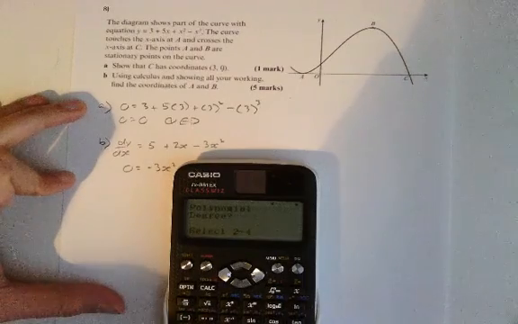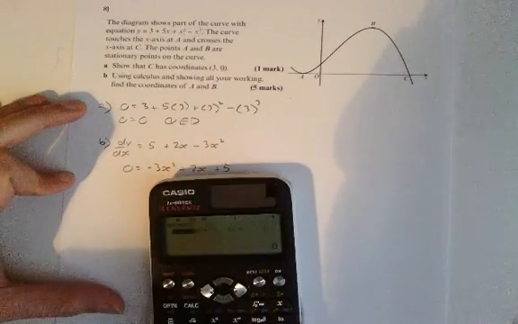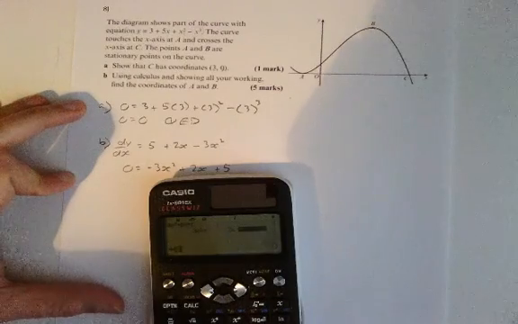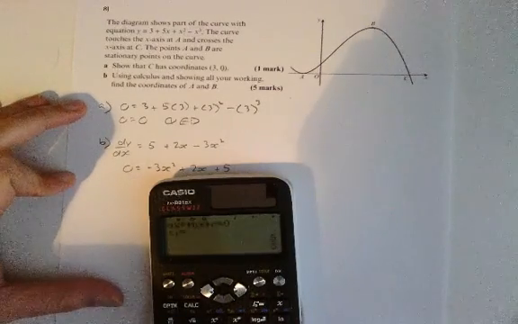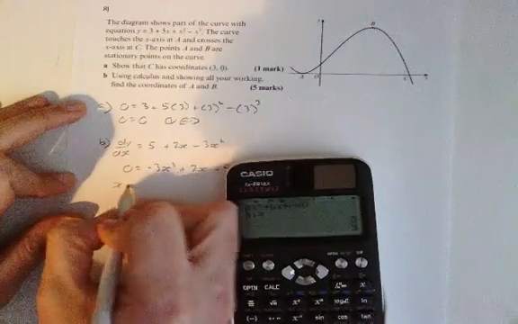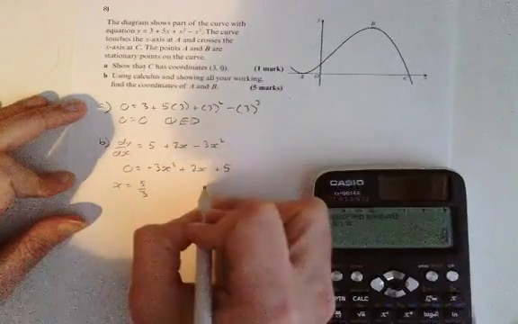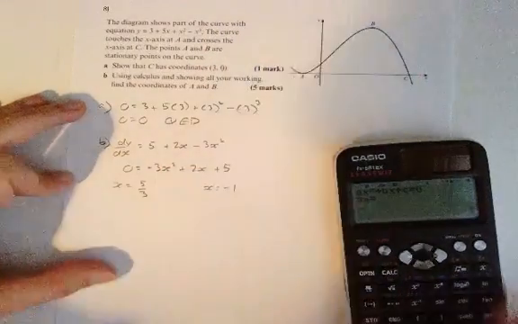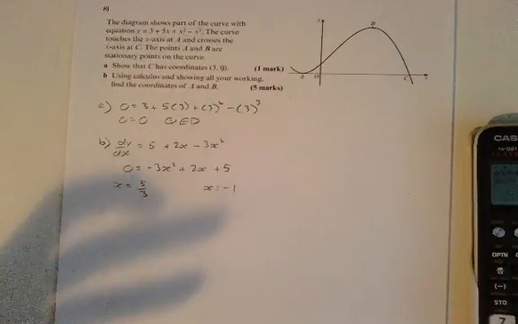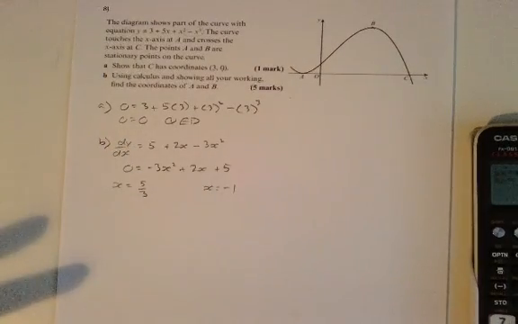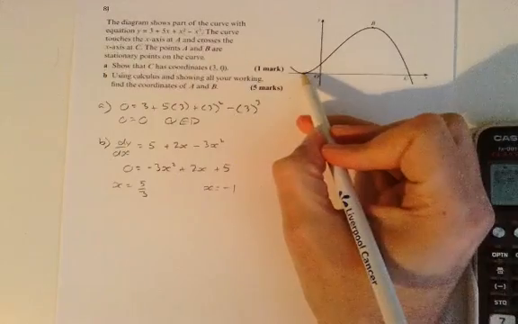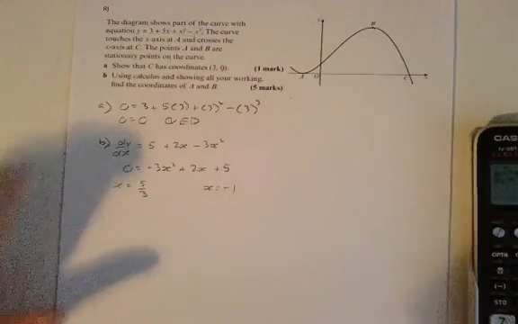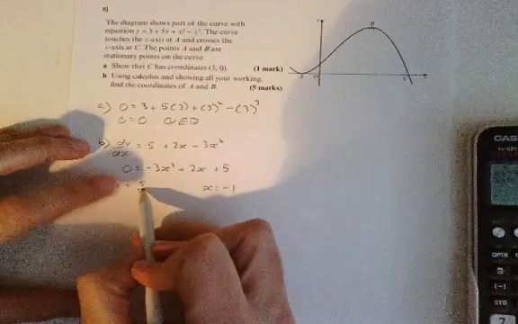The reason I'm doing that is because I'm going to use my calculator to solve this, and it will want it in descending powers of x. So I want minus 3x squared plus 2x plus 5. That's going to give me two answers: x is 5 over 3, and x is minus 1. And looking at the graph, I can tell you that I'm along the right lines, can't I? Because I'm getting one negative answer, which must be A, and one positive answer, which must be B.